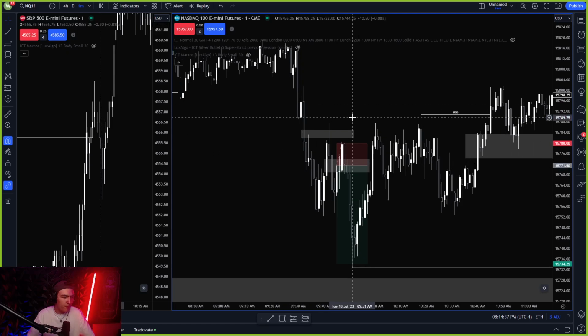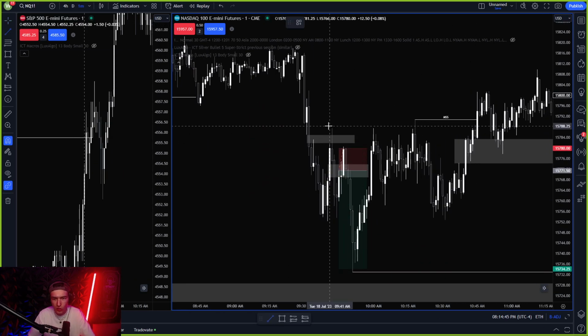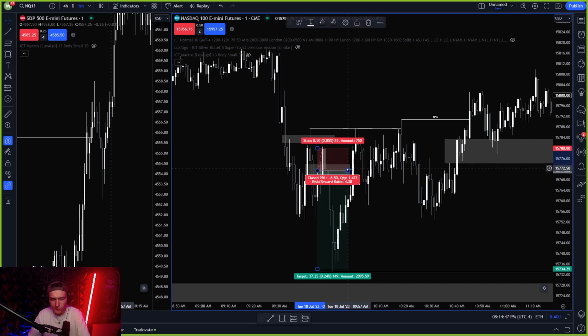So again, not the best trade, not a bad trade. What can we learn from this? Stop is just a little bit too tight. So going into the rest of the day, the next trade Johnny took was this long.